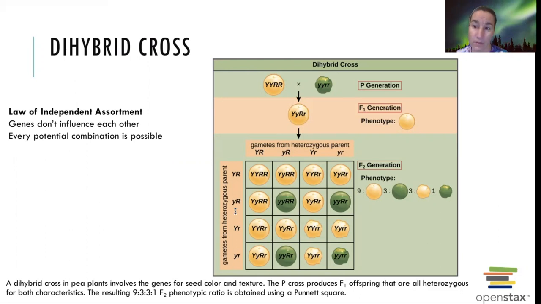And again, this is one of those where I'm like, oh yeah, here's this blanket rule of the law of independent assortment. There are exceptions. We're going to get to those later. But based on the law of independent assortment, genes don't influence each other, and every potential combination of genes are going to be used. So here we are looking at 2 traits instead of just one allele of color.